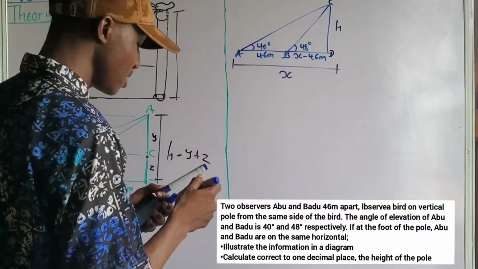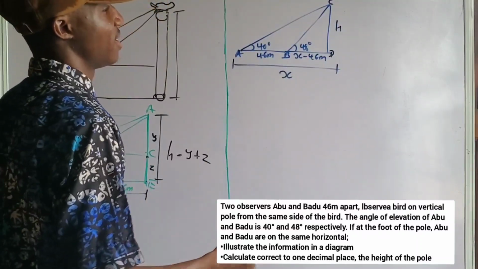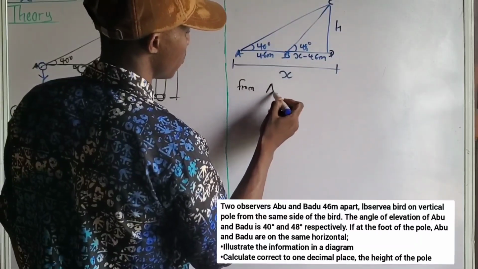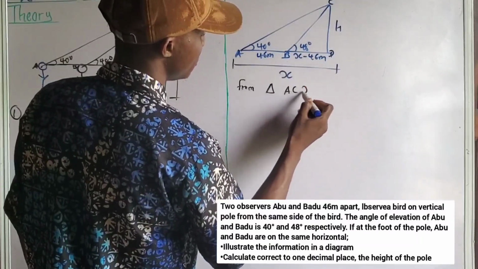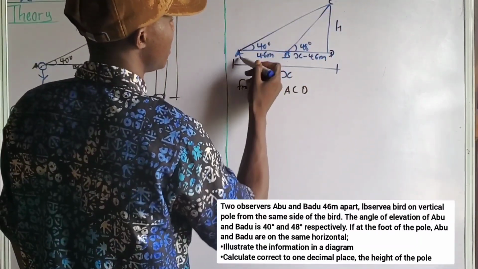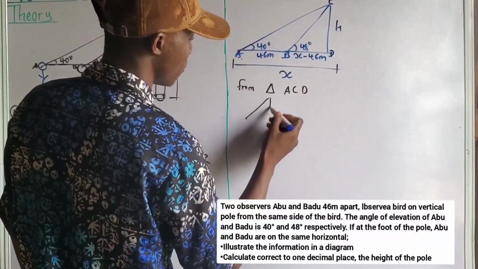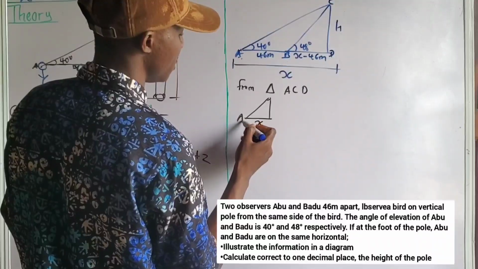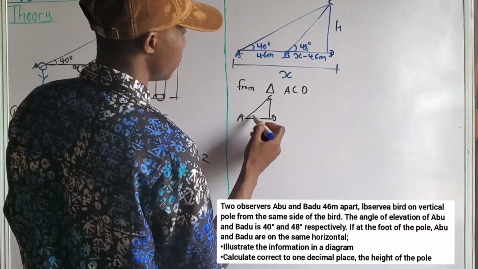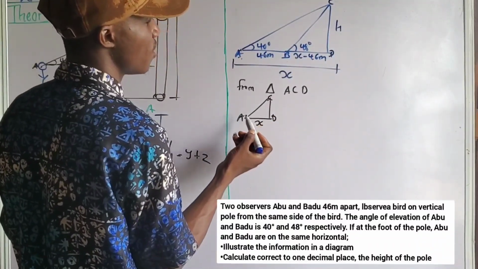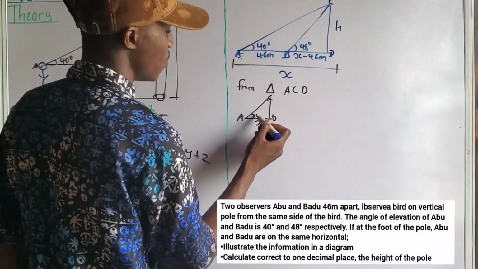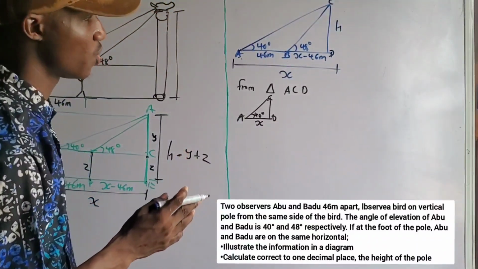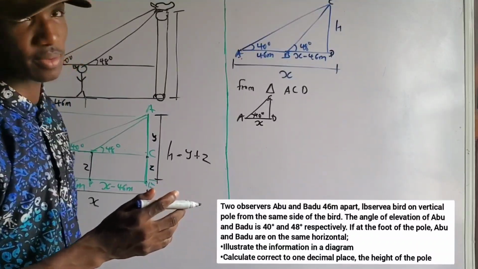Now to get the height, let's look at the bigger triangle, triangle ACD. This will be x, this will be A, this will be C, and this will be D. The triangle is inclined at this angle, that is 40 degrees. I'm very sure you know what I'm doing. If you didn't understand, listen to the explanation again.